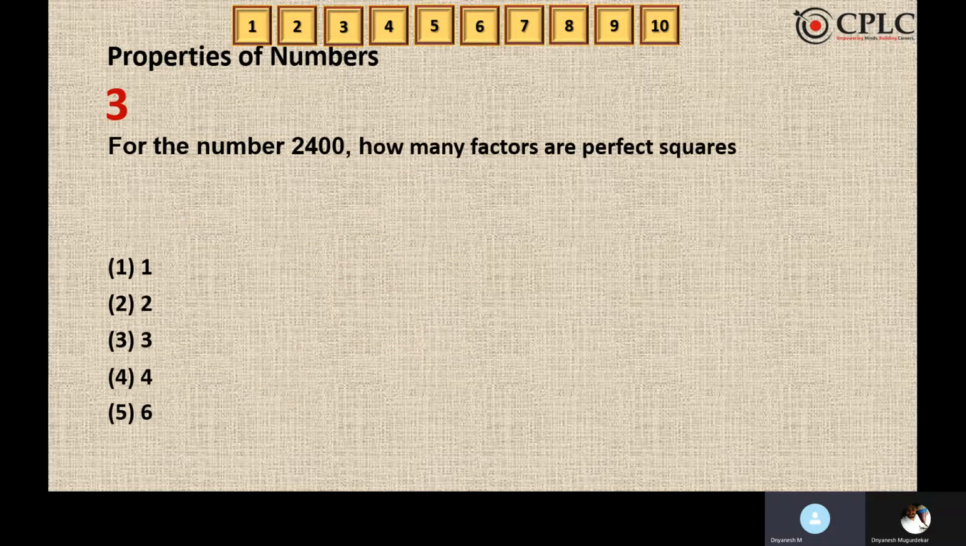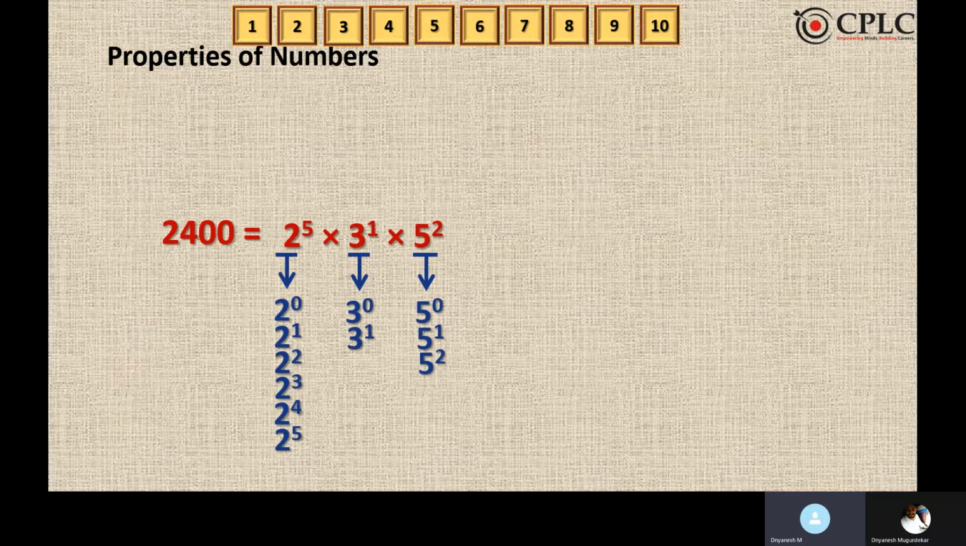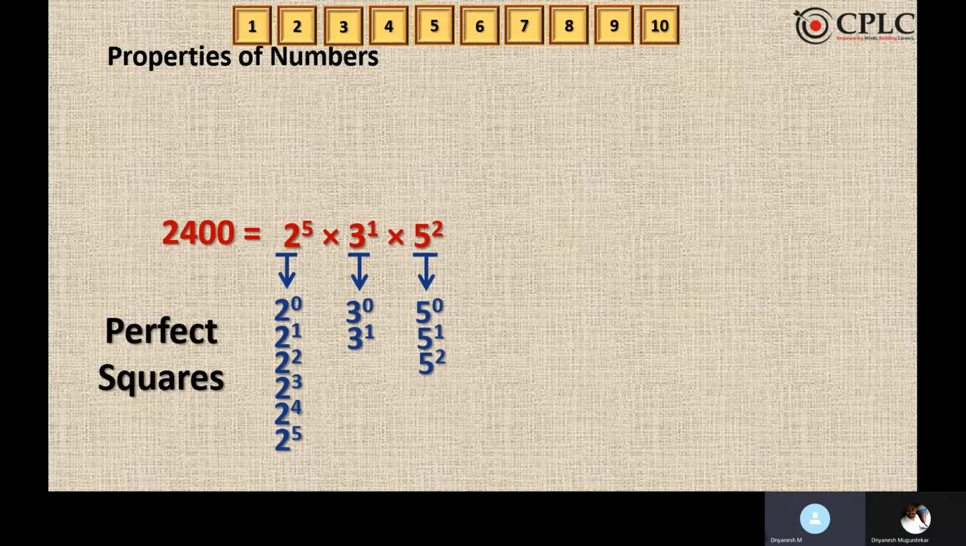Same question, how many factors are perfect squares and how many factors are perfect cubes? So this is where all the notes that we had studied earlier will come in handy. Again, the first step is prime factorization and splitting all the powers. For perfect squares, if you remember the note, the powers have to be multiples of 2. And when you list down the multiples of 2 powers, from the first set, you get 3 possibilities: 2 raised to 0, 2 raised to 2, 2 raised to 4. From the next one, just one possibility, 3 raised to 0. And from the next set, just two possibilities, 5 raised to 0 and 5 raised to 2.